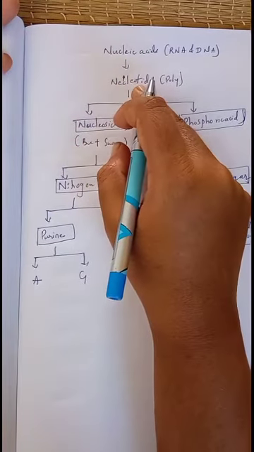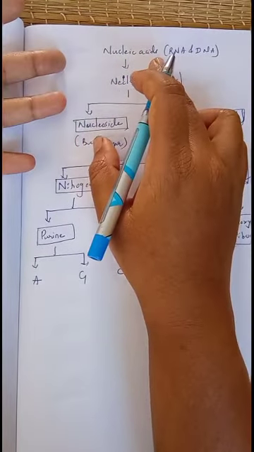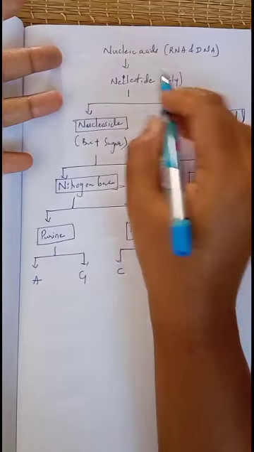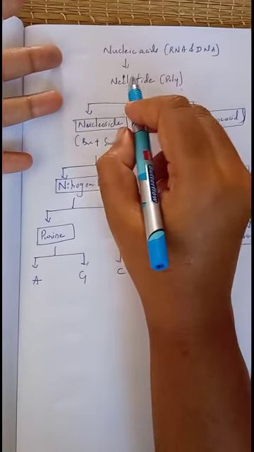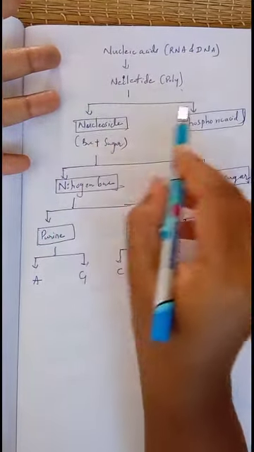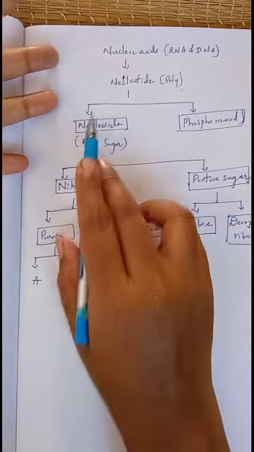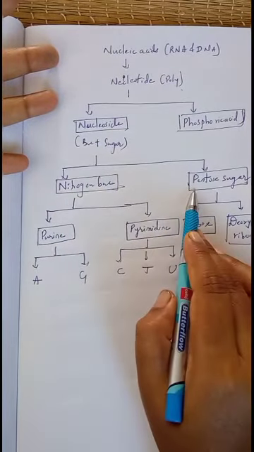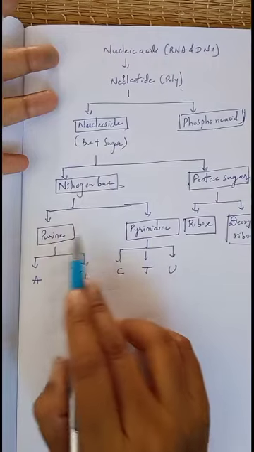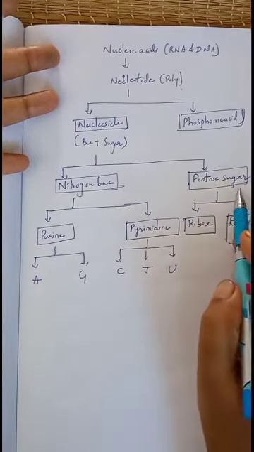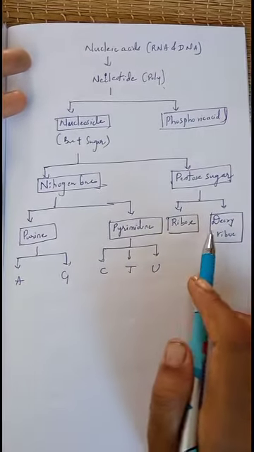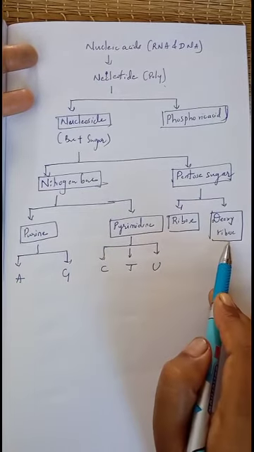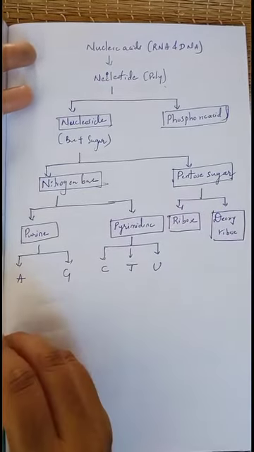Such nucleotides, when n number are combined, convert into nucleic acid. Nucleic acid is made up of n number of nucleotides. Nucleotide is made up of nucleoside and phosphoric acid. Nucleoside contains nitrogen base and pentose sugar. Nitrogen bases are of two types, purines and pyrimidines. Pentose sugar is of two types, ribose and deoxyribose. Ribose is present in RNA, deoxyribose is present in DNA.